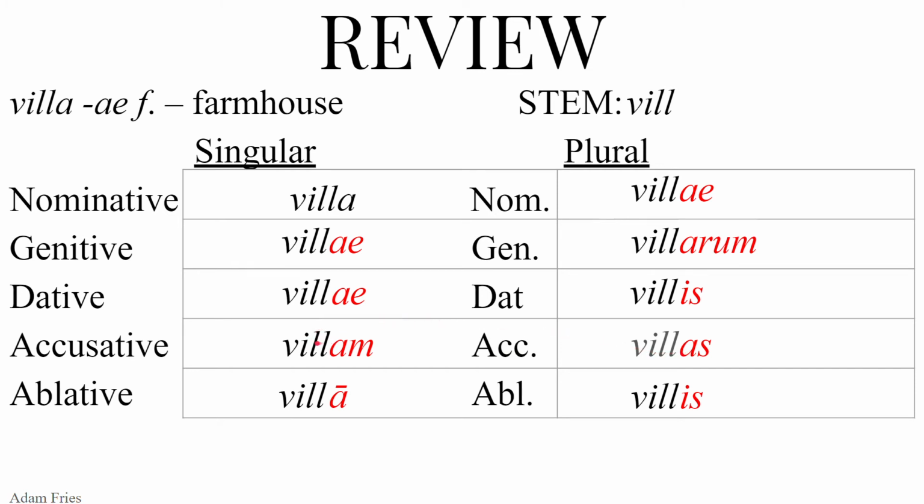So the accusative's main job is to show the direct object, that which receives the action of the verb. And in Latin, it's usually indicated by an M. The noun gets the direct object, gets the action of the verb. So villa, the farmhouse will do the action of the verb. The farmhouses will do the action of the verb. The accusative villam, the farmhouse is receiving the action of the verb, or I see the farmhouse. Or farmhouses, I see the farmhouses. The direct object, villas in the plural.